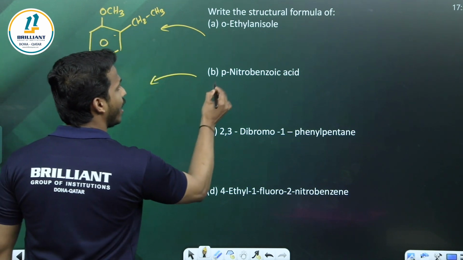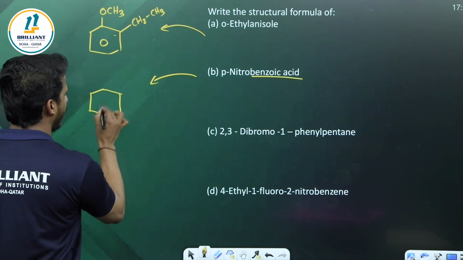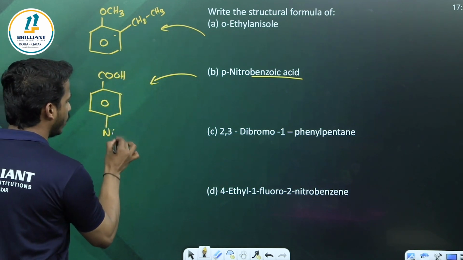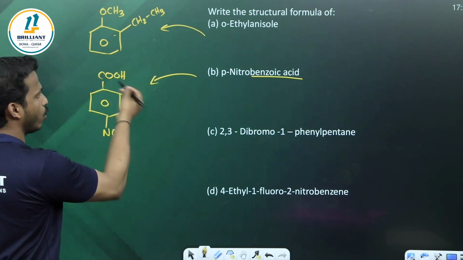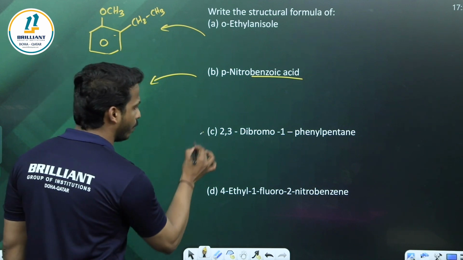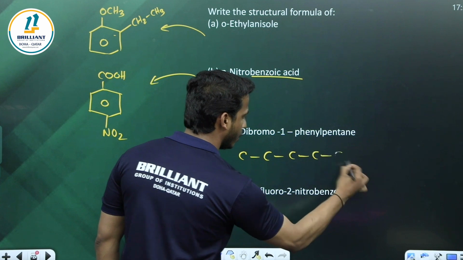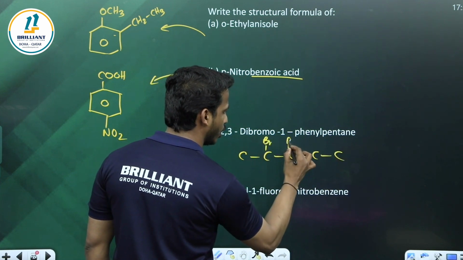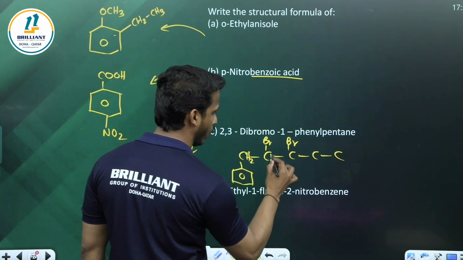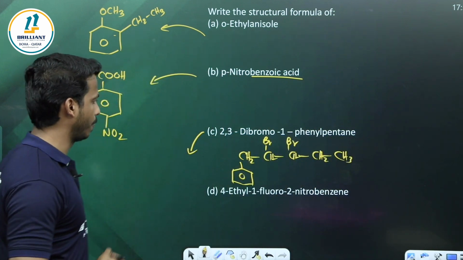Next one, para-nitrobenzoic acid. So benzoic acid is the main group. What is benzoic acid? Benzene with the acid. You know, this is called the para position where there is a nitro group. So this is para-nitrobenzoic acid. I think this question we already did, right? Hope you remember. Next, 2,3-dibromo, 1-phenyl pentane. Pentane means 5 carbon. Second and third position 2 bromine, and first position there is a phenyl. We did this before in another question.